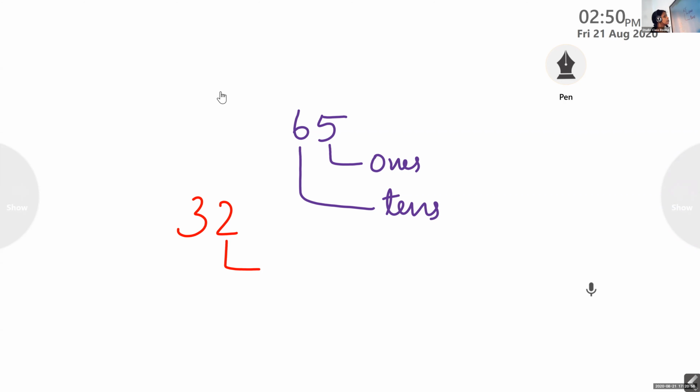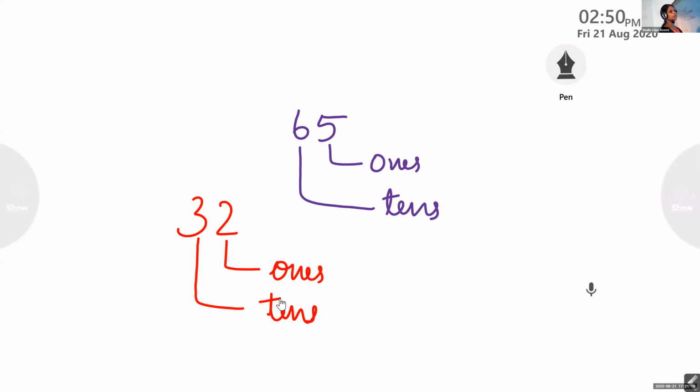Ananya, what is the place of 2 in the number 32? It is ones. What about the 3? What's the place of 3? Tens. Very good. So we have 2 in the ones place and 3 in the tens place. So we get the number 32.